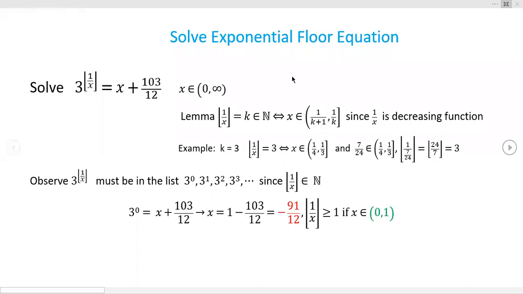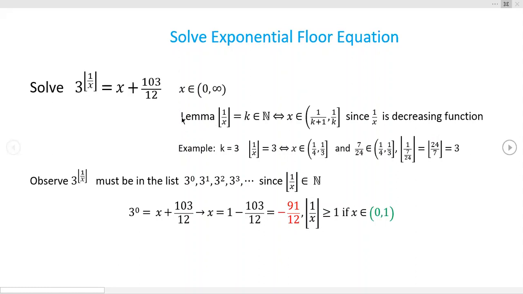First time I've done one of these. This is an exponential floor equation. And by that, I mean the exponent here that I'm applying to this base of 3 is actually the floor function, and it's the floor function for 1 over x. Now, I tried to do this just by hand, and I realized I was doing a lot of calculations.